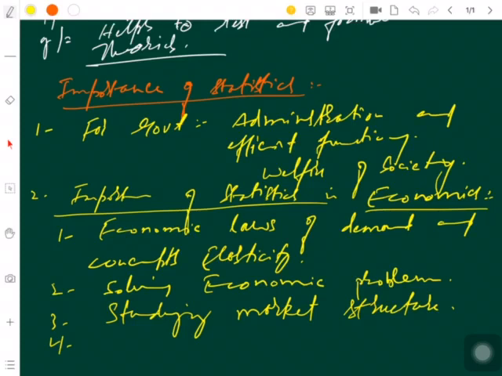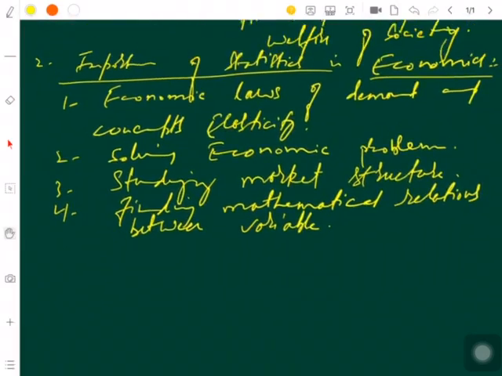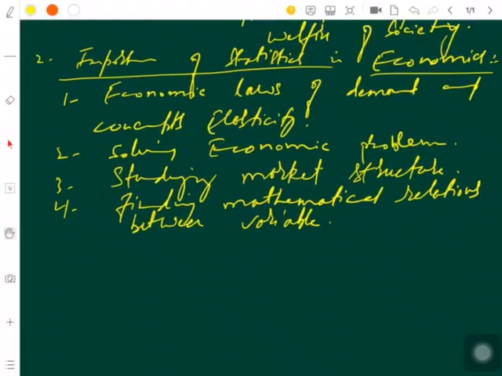Number fourth, it helps us in finding mathematical relationship or relations between variables. Say if I am talking about the sale of ice cream and rise in temperature, sale of ice cream is one of the variables and rise in temperature is another variable. So that is what I mean by variables. So it helps us in finding mathematical relationship between variables.